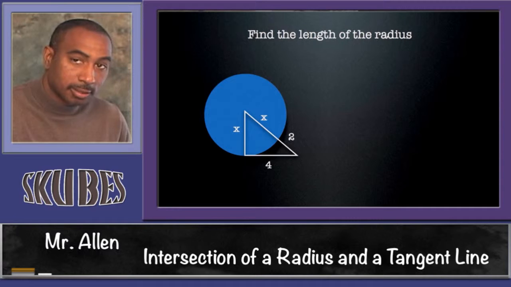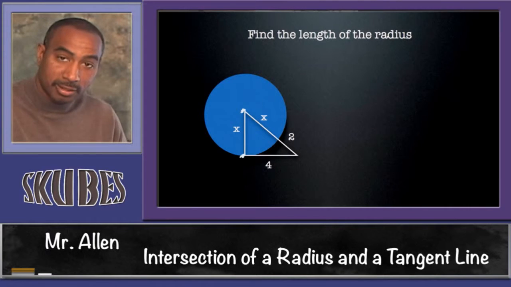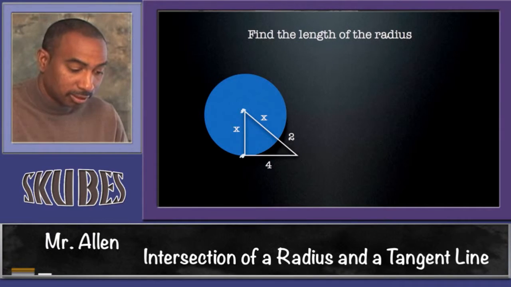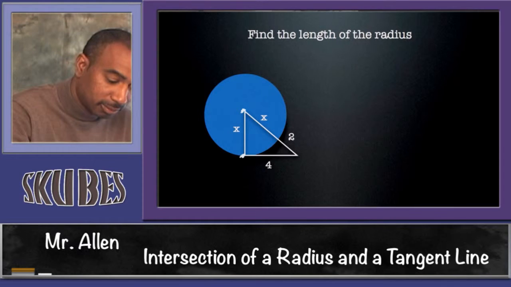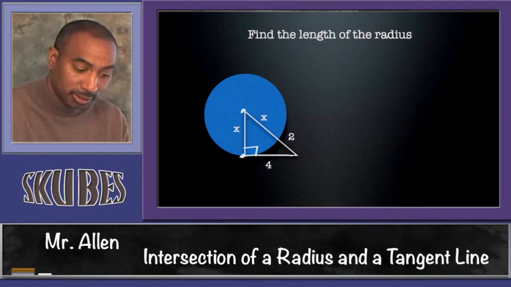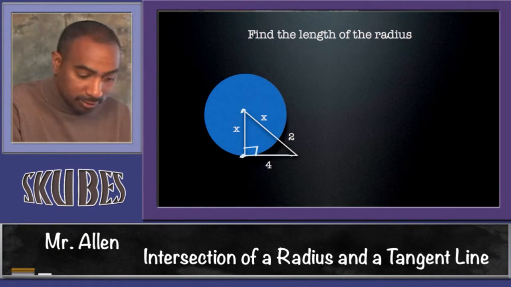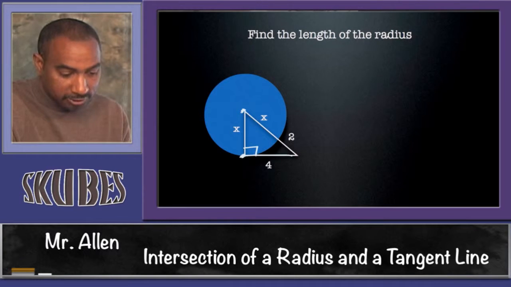All right, let's use this concept to solve some problems. Find the length of the radius. Remember, the radius is the length from the center to the edge of the circle. So we don't know what that is. That has the value of x. But my tangent line forms a right angle at the point of tangency. So this forms a right triangle, and I can use Pythagorean theorem to solve for x. So my hypotenuse is x plus 2.